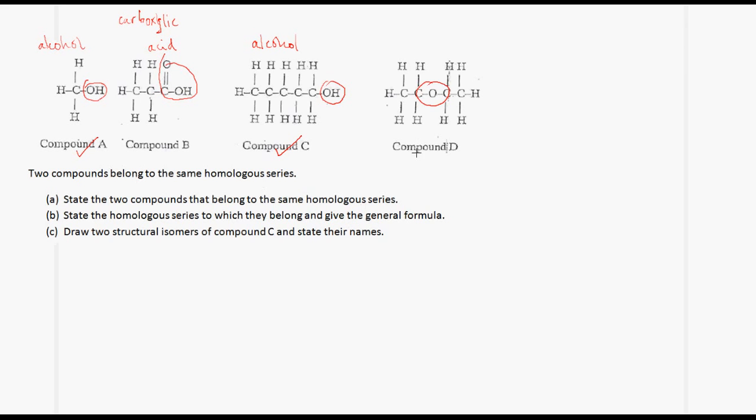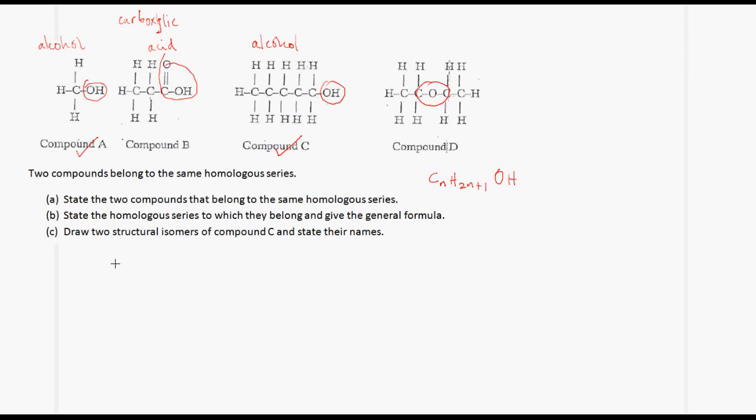So we said that they belong to the alcohol homologous series, and the general formula is CnH2n plus 1 OH. And I said draw the structural isomers of compound C and state their names. So this is compound C here.